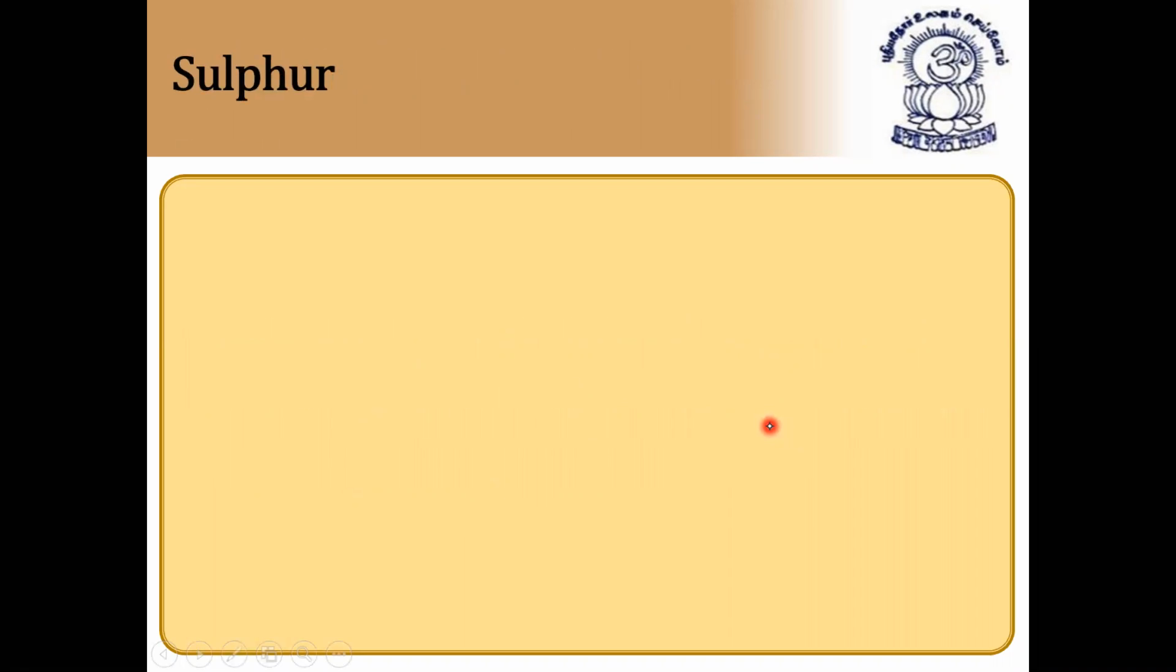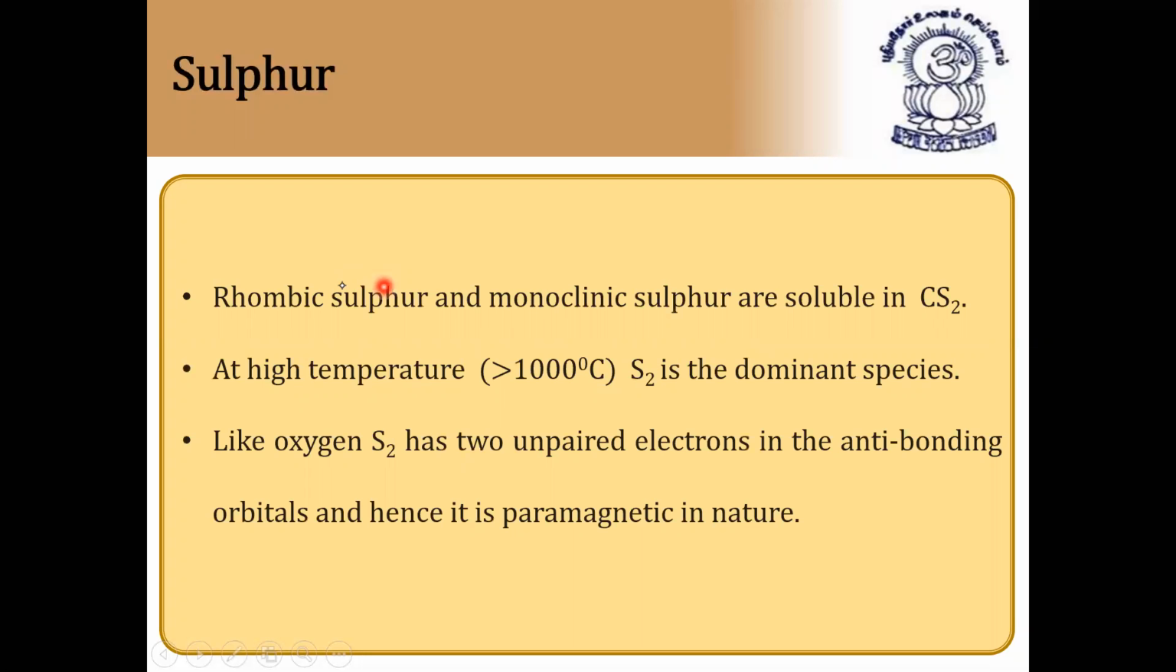Next, we'll discuss sulfur. So we have completed oxygen. Now we'll discuss sulfur. Rhombic sulfur and monoclinic sulfur, we already know they are soluble in carbon disulfide. At high temperature, that is greater than 1000 degrees C, S2 is the dominant species.